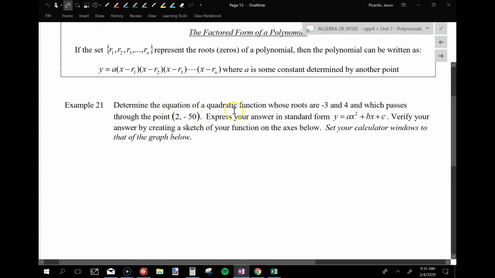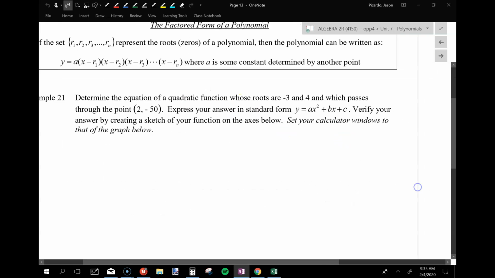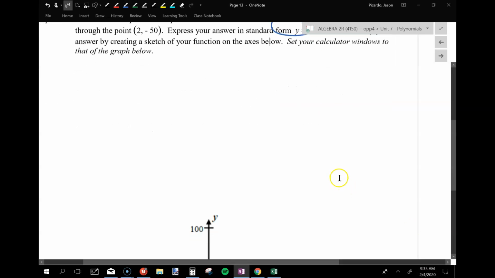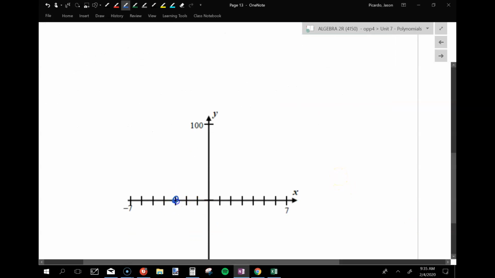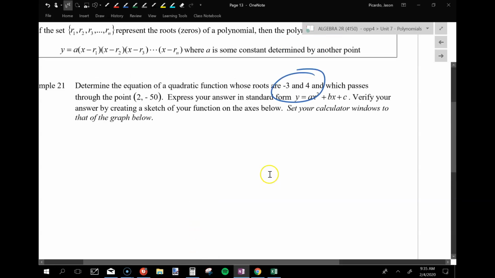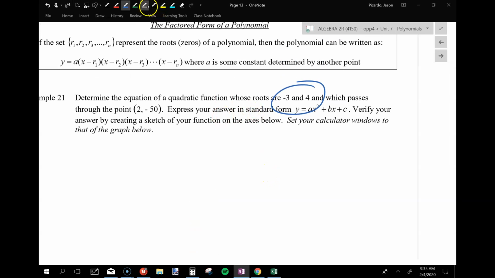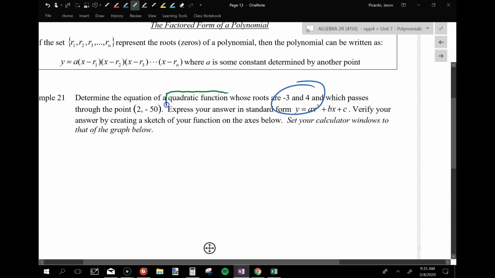So I want to create a quadratic that has roots of -3 and 4. All right, so let's go to my graph. I want to have a root of -3 and 4. Now, what is the other piece of information that they give me? I want it to be a quadratic function, which means what needs to be in it? An x squared.